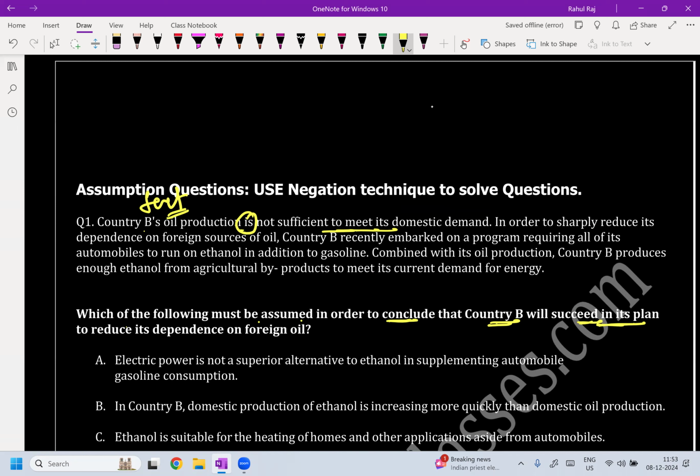Tell. What is your understanding from here? Understanding in terms of a CR language, I can ask you, what do you infer from here? The supply level is low. Yeah, that's true. Anything else? The production is not sufficient. Production is not sufficient. That's beautiful. But if production is not sufficient, what do you need to do? You will have to import the oil, right?